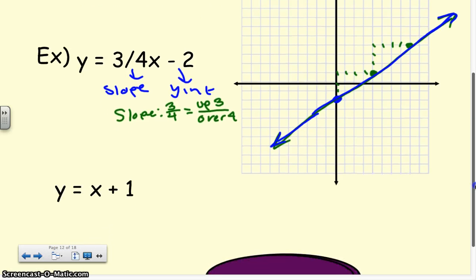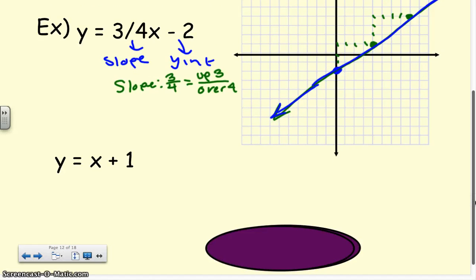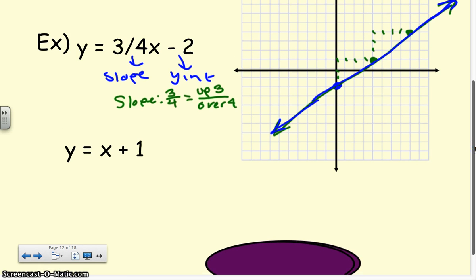All right, I want you to practice this one on your little notepad. Y is equal to x plus 1. Everyone do that on their little graph paper doodle buddy.